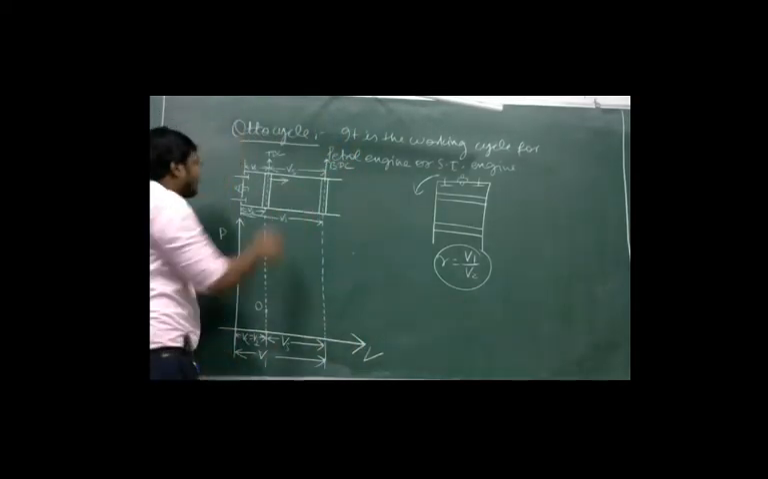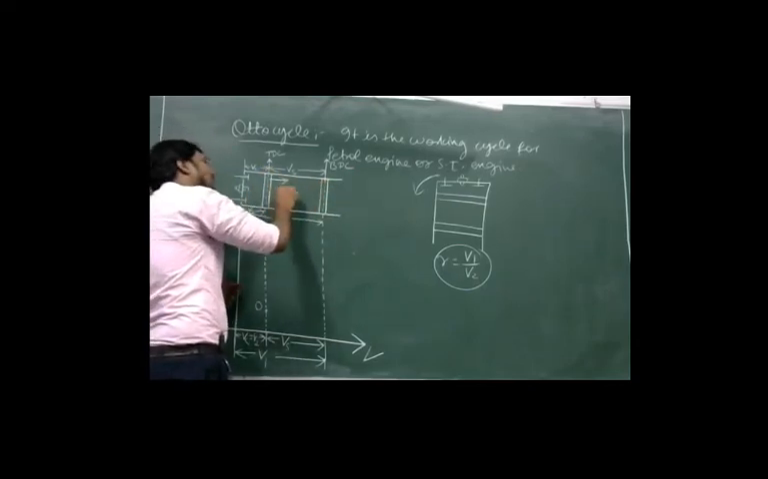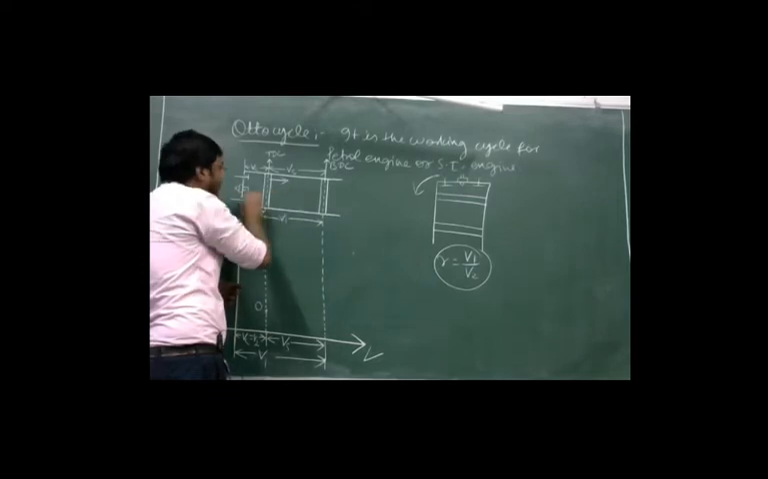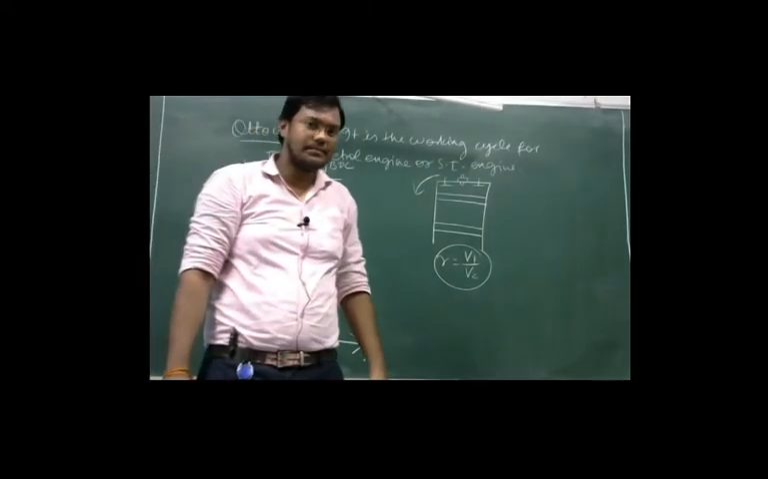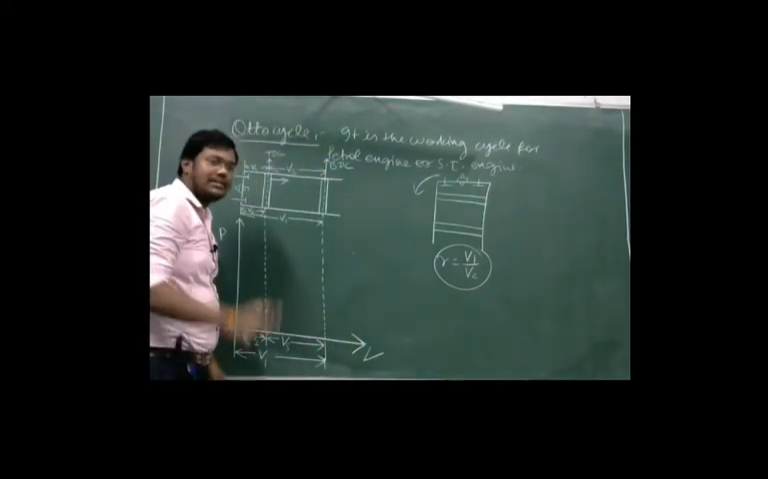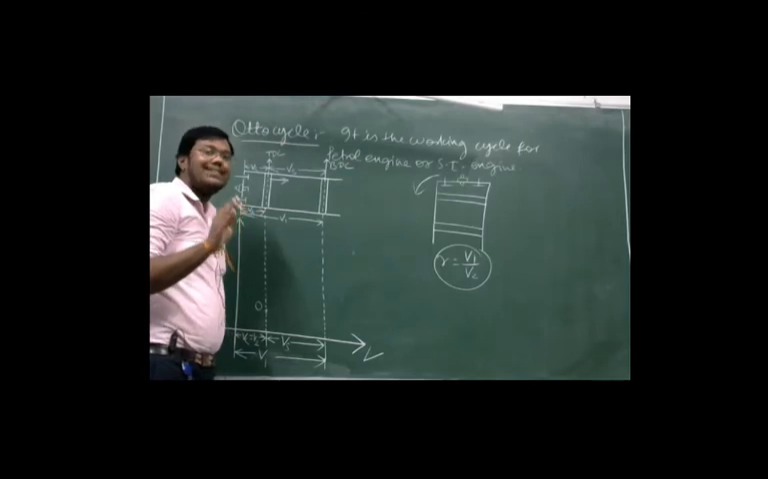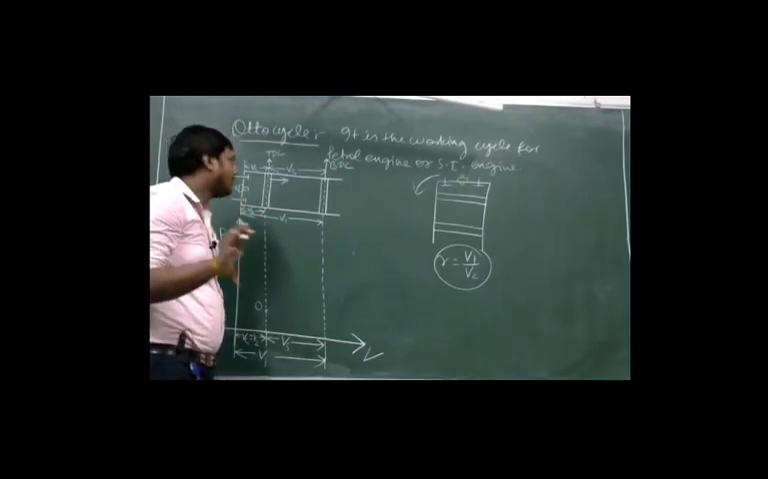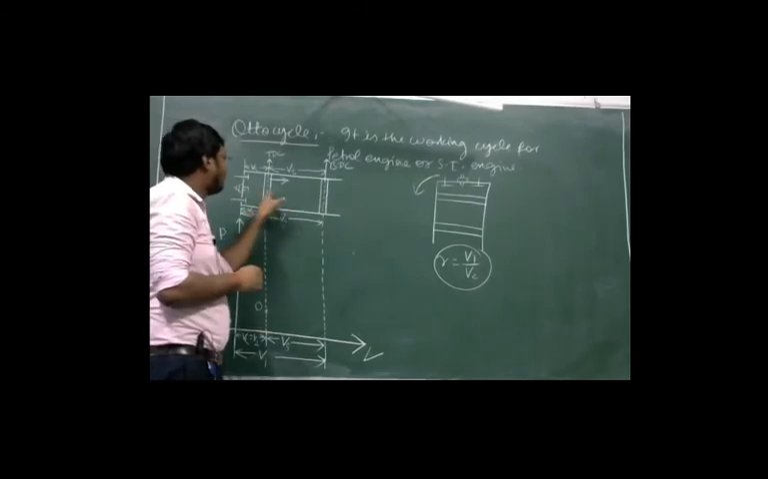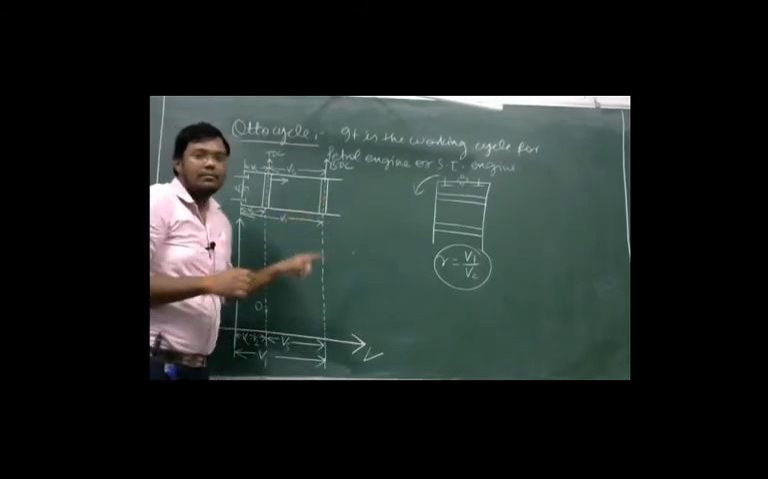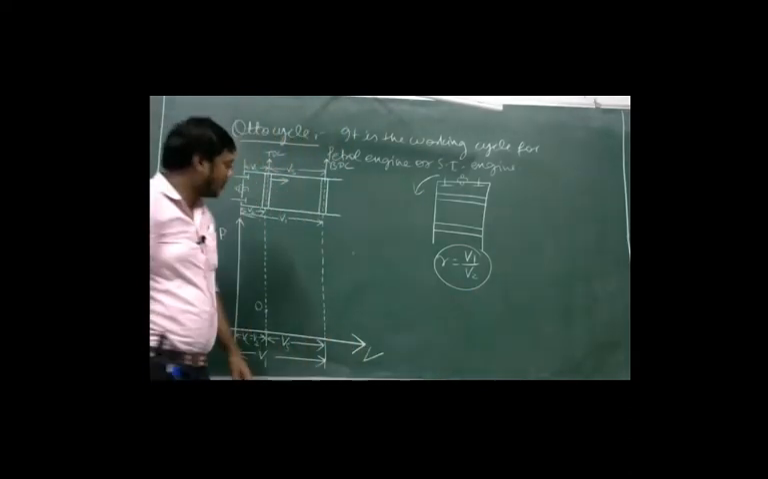So when the piston moves from TDC to BDC and the fresh air-fuel mixture comes inside the engine cylinder, during this suction process, pressure remains constant. Means when suction is happening, when the suction stroke takes place, pressure remains constant. So this is the suction process. We can say that the suction process is a constant pressure process.